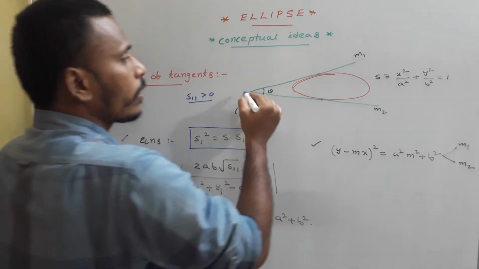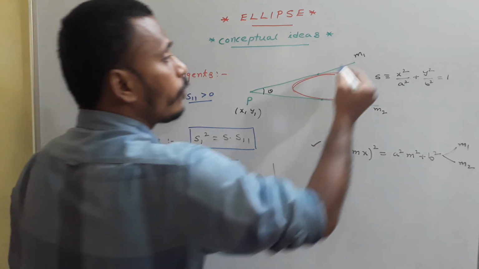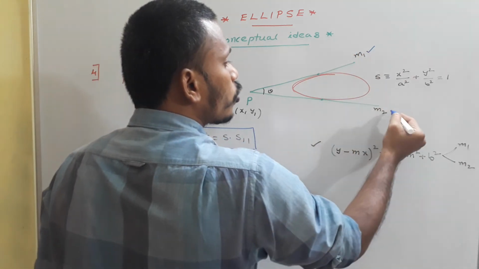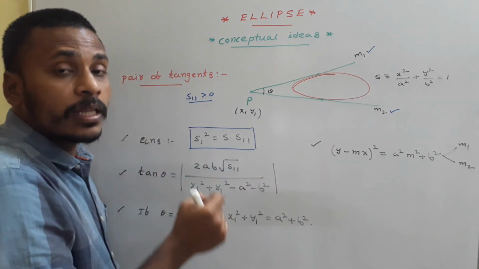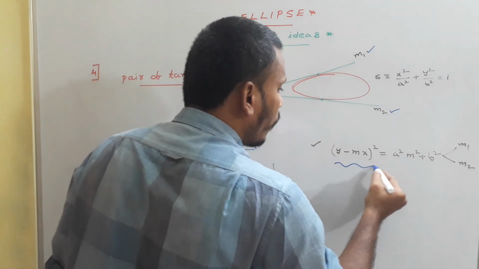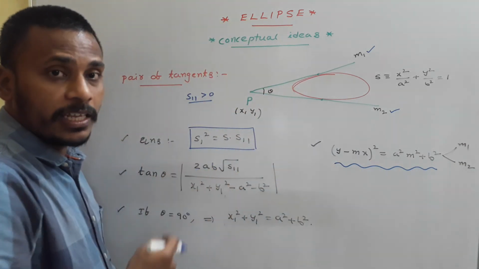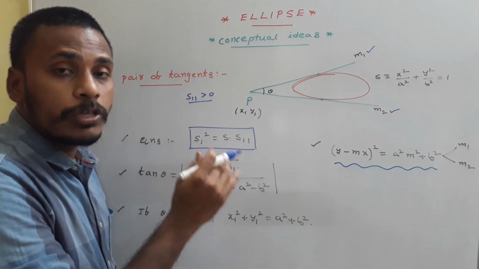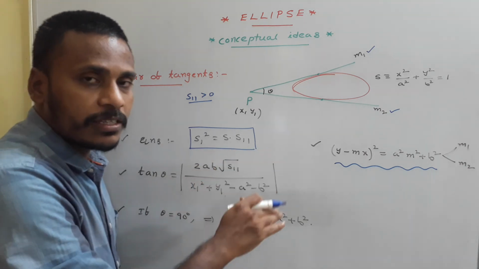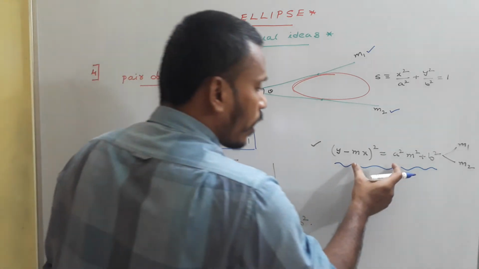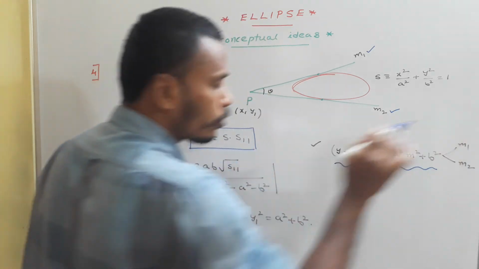And one more thing: there are two tangents to the ellipse from the outside point P(x1, y1), and if the slopes of these two tangents are m1 and m2, then m1 and m2 are the roots of a quadratic equation in terms of m. Let me write it from the general form of the tangent equation: y is equal to mx plus or minus root a square m square plus b square. Send mx to the left side, square it on both sides. Now we will get a quadratic in terms of m. For this, m1 and m2 are the roots.